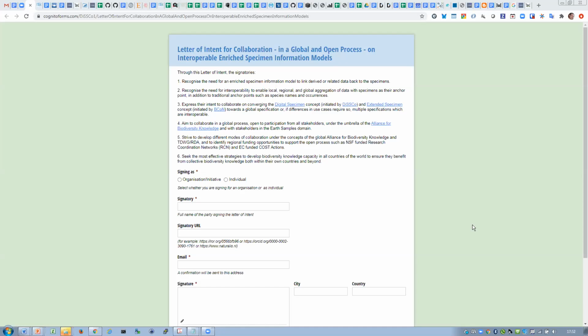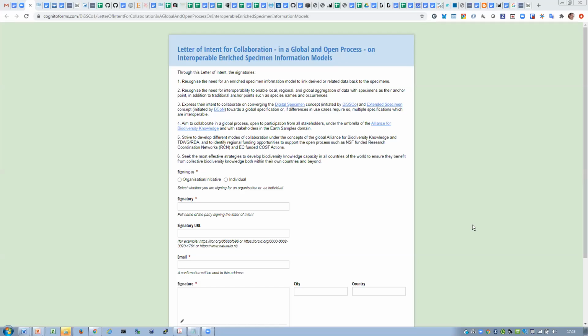It expresses 6 different statements that the signatories agree, and this is open for signing, both by organizations, but also individuals that are participating in this meeting could sign this if they agree with these 6 lines. First of all, there's the recognition of the need of an enriched specimen information model to link derived or related data back to the specimens.